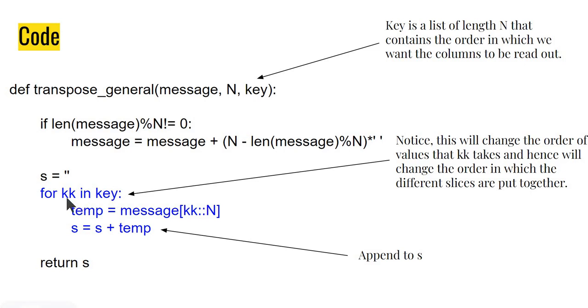The way I do that is in fact just a small little change. Instead of iterating with kk going from 0, 1, 2, all the way to n minus 1, I will have one more input called the key. This key will contain the order that I want to read out the messages in, and I will just look at for kk in key. So if it's 2130, I first go and put kk of 2, then I put kk of 1, then I put kk of 3, and I put kk of 0, and you can see that the different slices will accordingly get ordered. So let's see this in code.